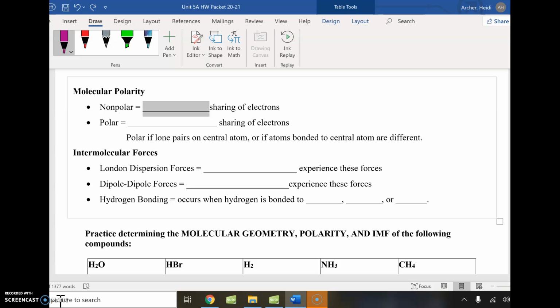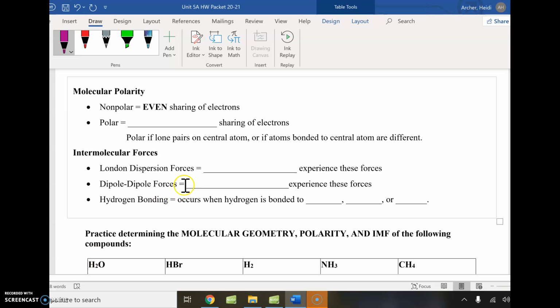So the next piece of information that we're going to look at is polarity. And so what we're looking at with polarity is we're looking at the shape itself. So polarity can either be represented with a nonpolar molecule and a polar molecule. So if it's a nonpolar molecule, then we are looking at an even distribution or an even sharing of electrons. So this also means that we have a symmetric shape.